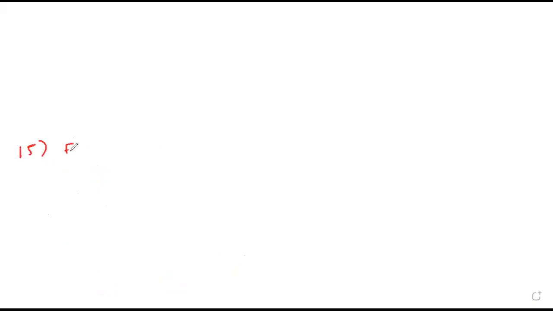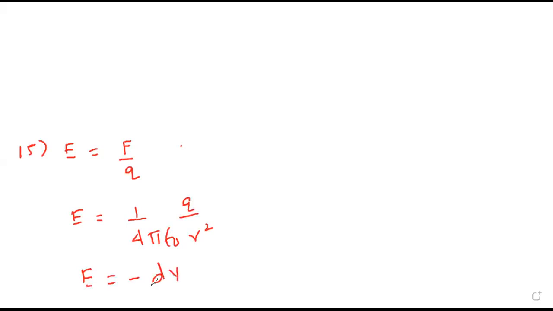What is electric field intensity defined as? Force upon charge, due to point charge, or 1 upon 4 pi epsilon naught q by r square. E is also minus of potential gradient. Please copy these three formulas for point charge.